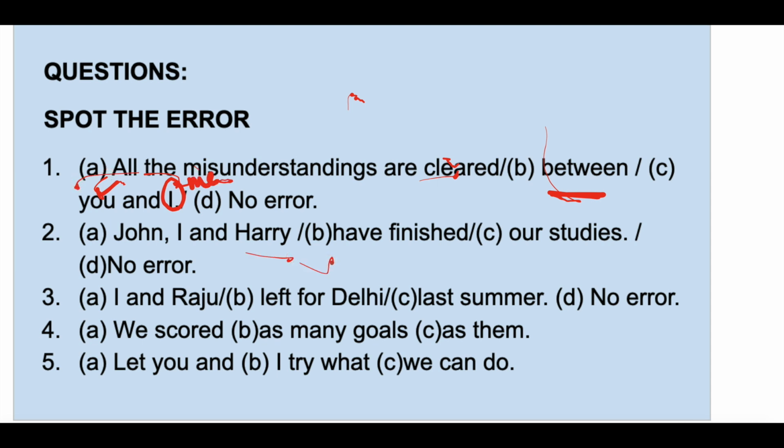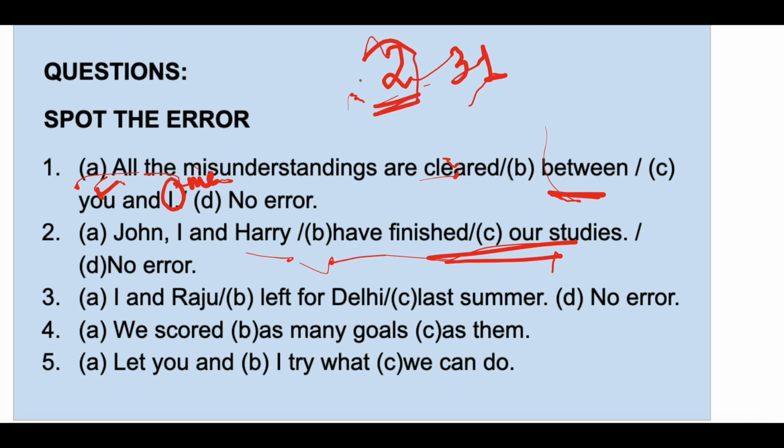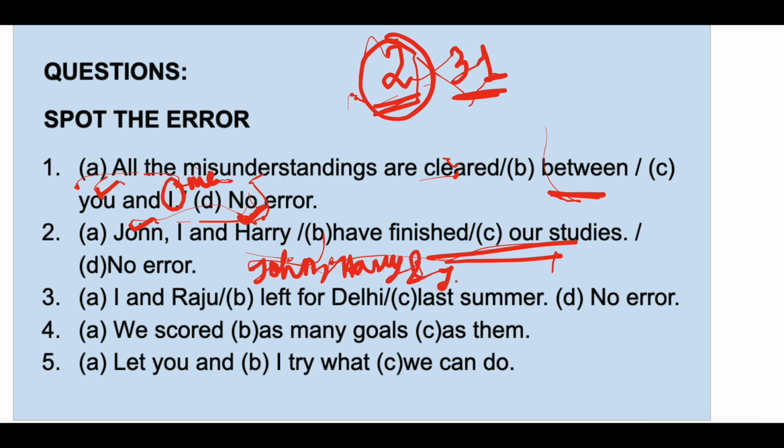John, I and Harry have finished our studies. So finished our studies is a positive thing. So what is the code? The code is 231. So 2 is absent over here. So 3-1. John and Harry, these two are third person. So John, Harry and I have finished our studies.